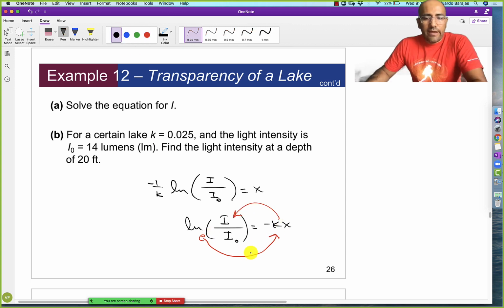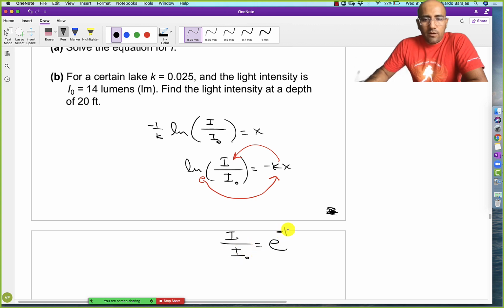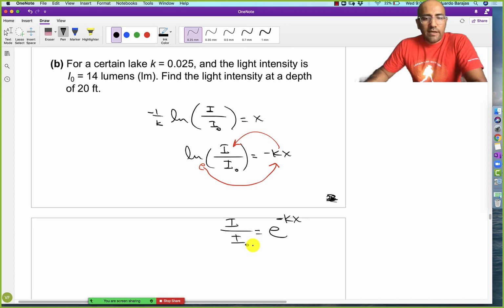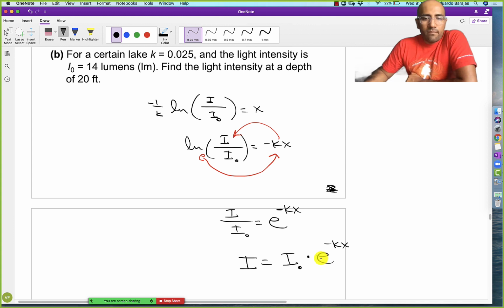So I can conclude that capital I divided by I naught is equal to e to the power of negative kx. Good. And now if I multiply both sides by I naught, I've solved for capital I. Capital I equals I naught times e to the negative kx. Good. So that's the answer to part A. Solve for capital I.